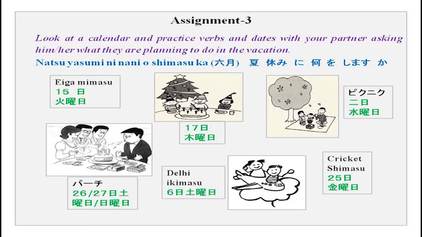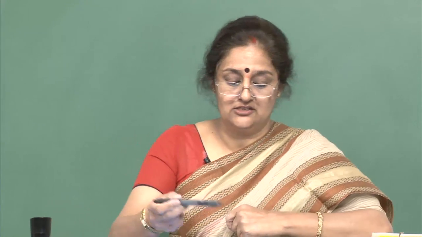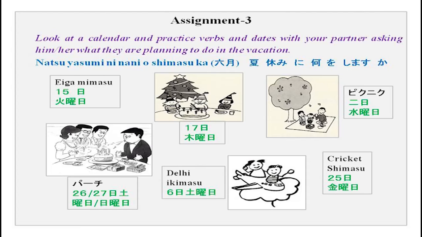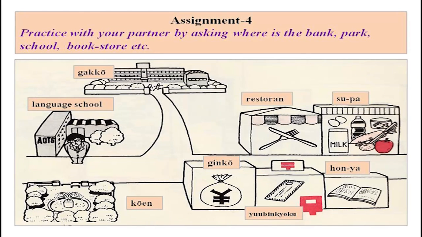Now, look at this assignment here. Ask your friend what they are going to do in their summer vacations, which is Rokugatsu, Yasumi, Natsu Yasumi. So, you have your schedule planned over here. You can see it is all planned. You have to show the picture and ask what they are going to do on these dates during their summer vacation. That way you can practice all that you have done, your dates, your months, your days of the week. You can practice and do a small conversation. Now, practice with your partner asking where is the bank and the school and bookstore and all these things in the picture located, using locational nouns with arimasu and of course, imasu if you want to.